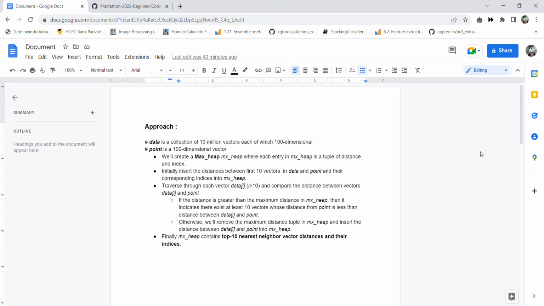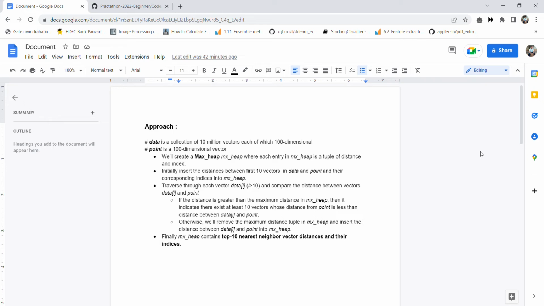So here we are given data that's 10 million vectors, and each vector is 100-dimensional. We are also given a point that's a 100-dimensional vector, and we need to find the vectors in the data that are the top 10 nearest neighbors, closer to the given point. So we solve this problem using the max heap.